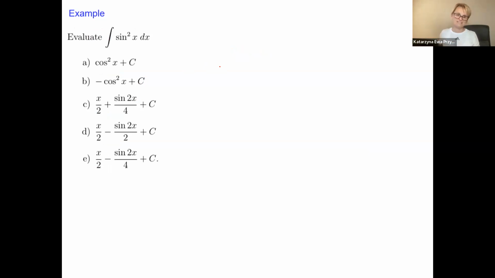Sine square of x and cosine square of x. I recommend knowing that, because you can see an integral like this one, or you can see it as a result of the trig substitution. Do we know what formula we will use? 1 minus cosine of 2x over 2.